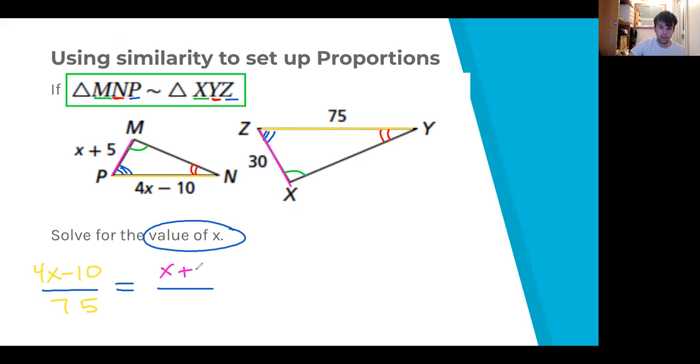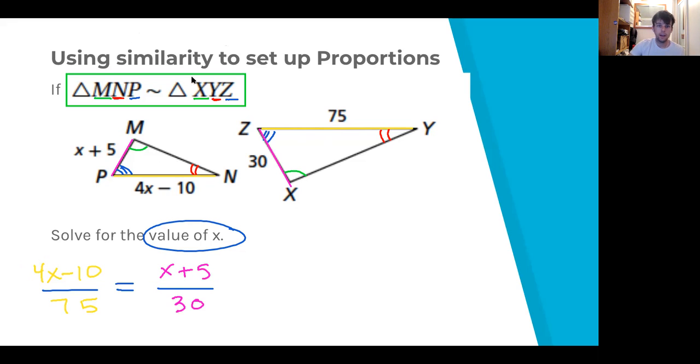Notice that as I'm writing these, as I look at these two ratios, the things on top both come from this triangle, and the things on bottom both come from this triangle. That's that consistency. We have to make sure we have that consistency. Otherwise, we have a wrong proportion. It won't work for us.